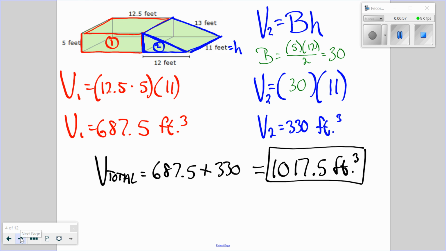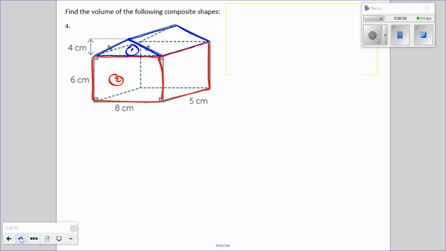So let's try this one. Find the volume of the following composite shapes. So looks like a house. So I did the top triangular prism separate from the rectangular prism at the bottom. So why don't you find the volume of those two shapes, add them together. We'll see if we get the same thing. Pause it, try it, come back, and we'll check it.